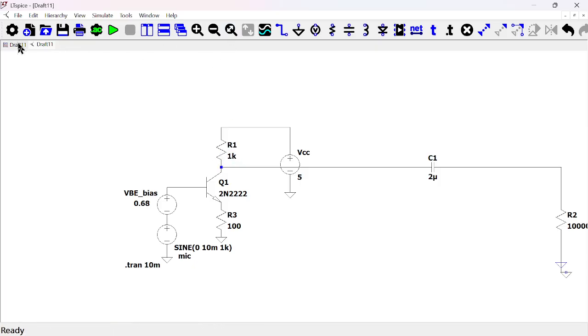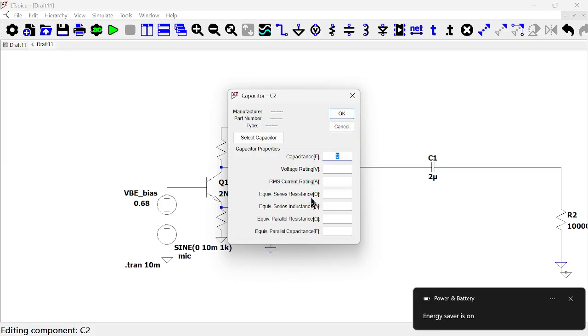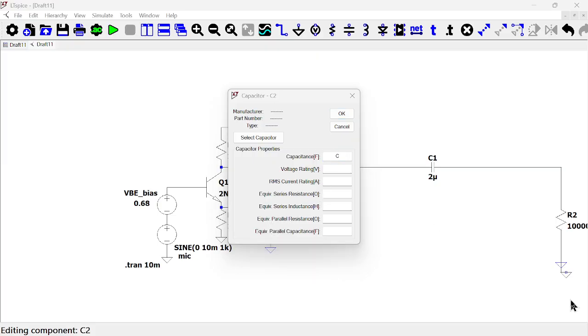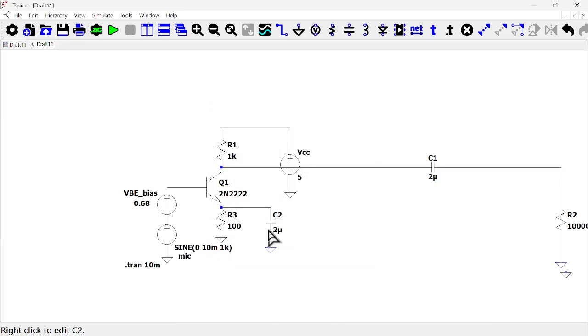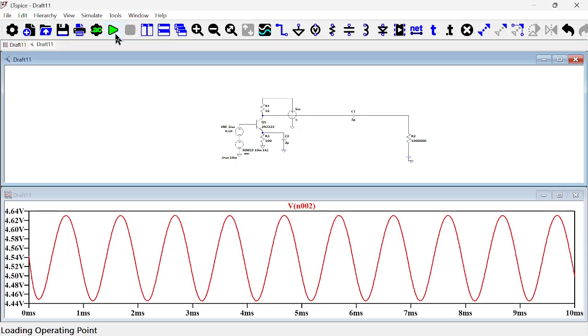So if I go back, now I'm going to put a bypass capacitor here, and I'm going to call this, sorry, 2 micro. So what happens is my AC signal will not see the emitter, and the gain will not be reduced for the AC signal. So let me run and see how it goes.